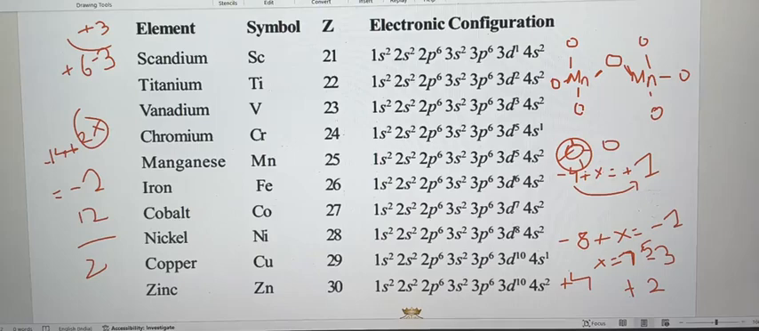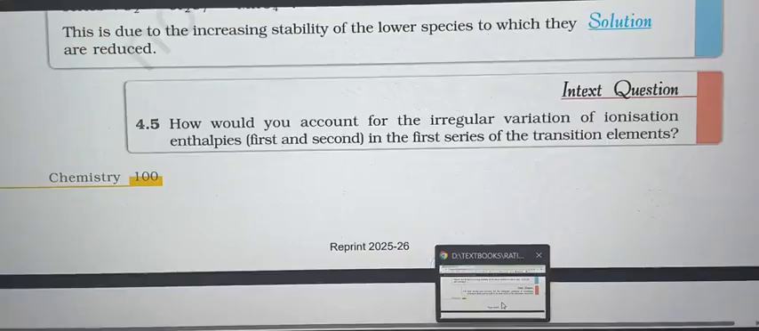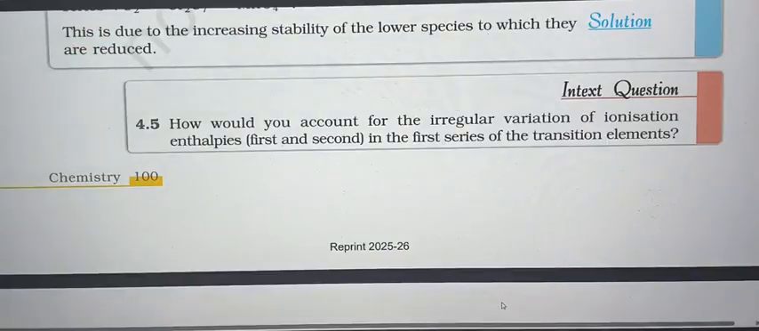If there are more forces of attraction, then taking away an electron from it is difficult, so ionization enthalpy should increase in that case. But if we see the 3d series, in some cases it is increasing, in some cases it is decreasing. Why is there an irregular trend, they're asking.